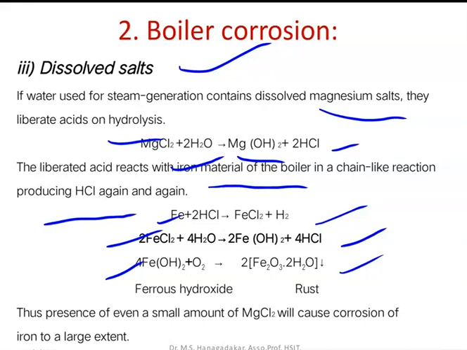Thus the presence of even a small amount of magnesium chloride can cause corrosion of iron to a larger extent. Because there is a liberation of hydrochloric acid, which makes a more severe acidic condition for the decay of the boiler material, and iron undergoes a faster rate of corrosion in acidic medium than in other media.